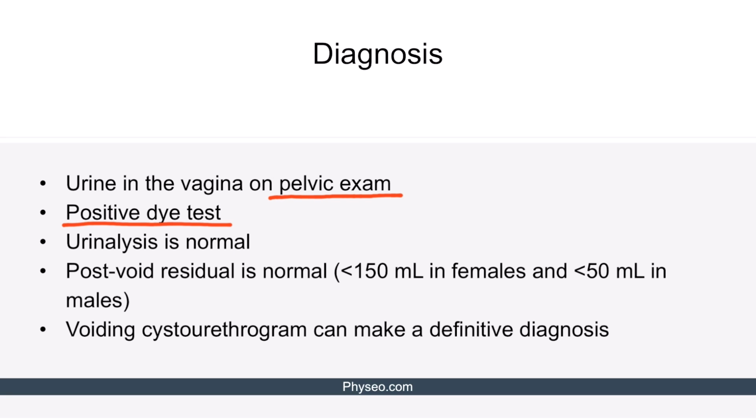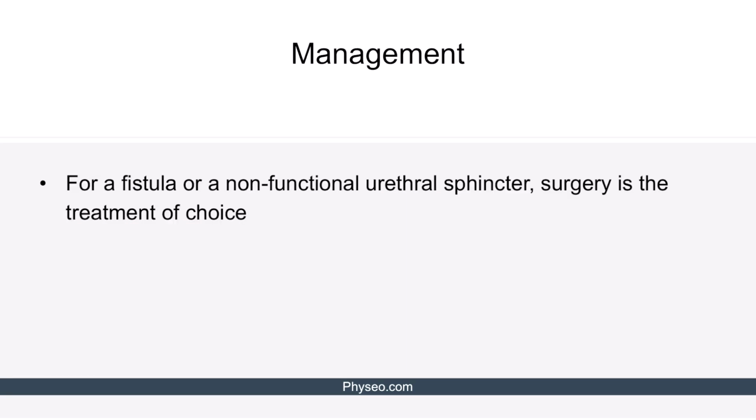Then a tampon is placed in the vagina to see if the dyed urine appears on the tampon or not. And a positive test is when the tampon becomes the color of the dyed urine, which is often blue. And the urinalysis and post-void residual will be normal in these patients. And a definitive diagnosis can be made using a voiding cystourethrogram. Now, in the case of a fistula or a non-functional urethral sphincter, the treatment is typically surgery.